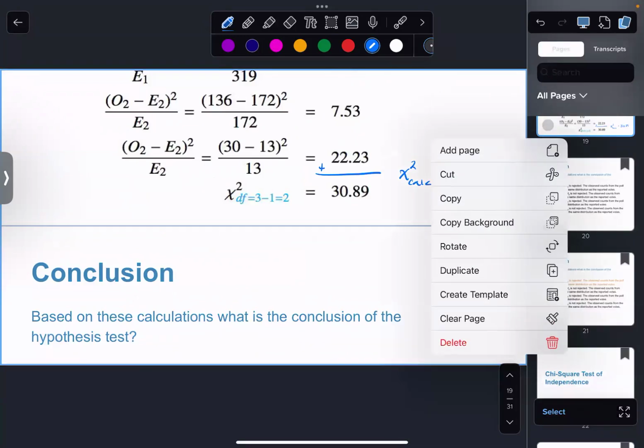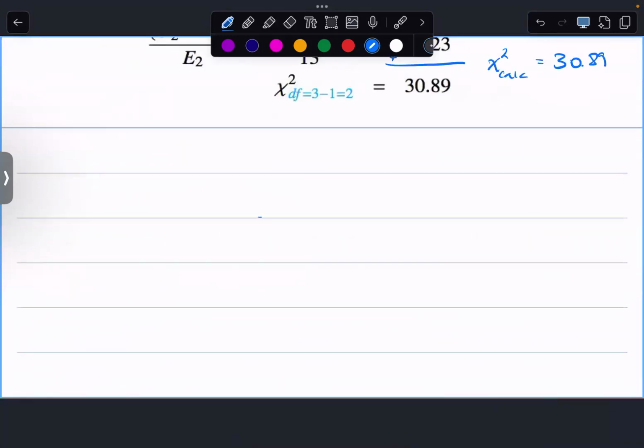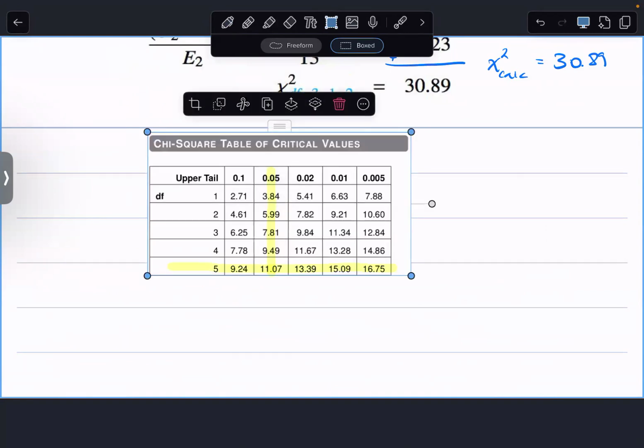But I'll add a page here. I'm hoping it'll paste the table, but I'm not 100% sure. And now it's hung up, not showing.